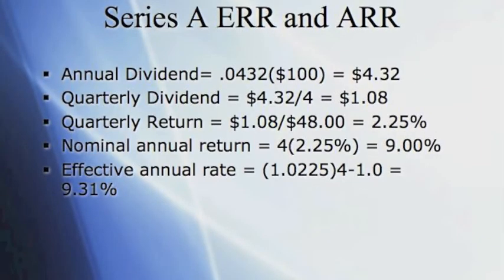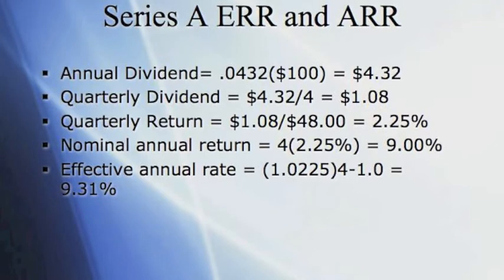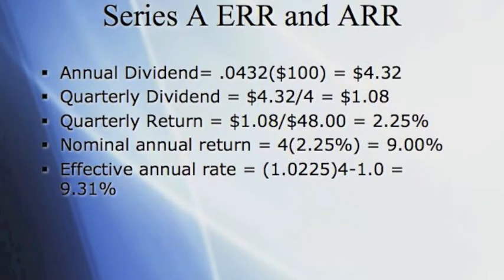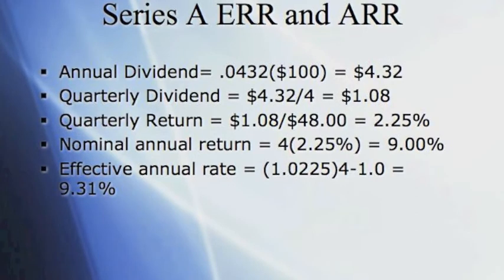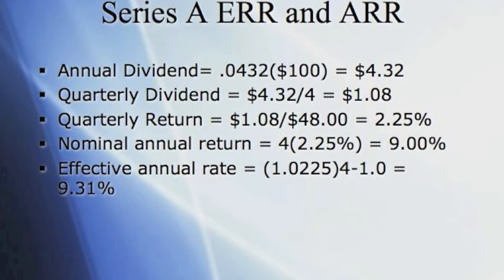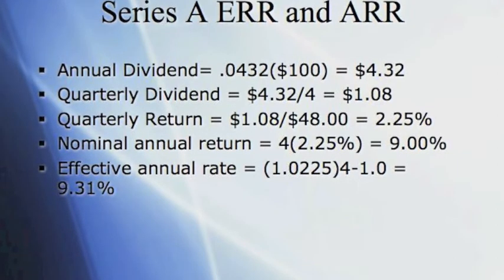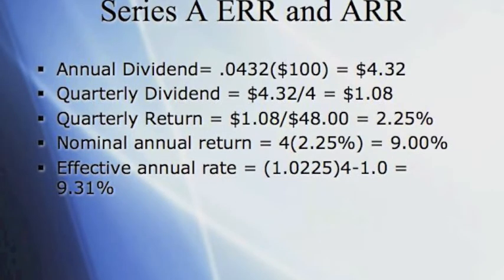For Peachtree, we assume that it has a constant growth rate. By this we mean that the constant growth rate is equal to the initial dividend times 1 plus the growth rate, all over P initial plus the growth rate. With this, we can calculate such things as annual dividend, which is par value times the percent cumulative dividend. This is 0.0432 times 100, which gives us $4.32.